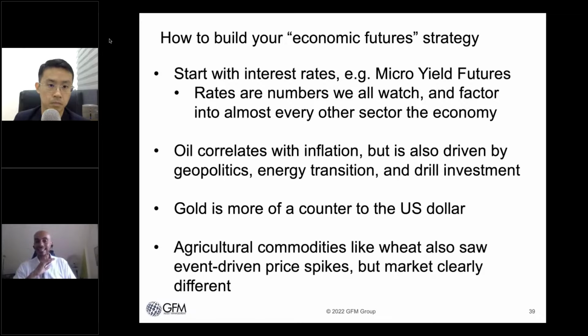Gold, as I mentioned, is a lousy hedge against inflation in the short term. It's really a trade on the US dollar. And agricultural commodities like wheat really are to capture not the energy portion, but the food portion of inflation. They can be driven by event-driven spikes, like an invasion of a major wheat-producing country, but each market is very, very different. So Chicago wheat is going to be different than Black Sea wheat, and those are things you need to keep in mind if you want to trade one as a proxy over the other.